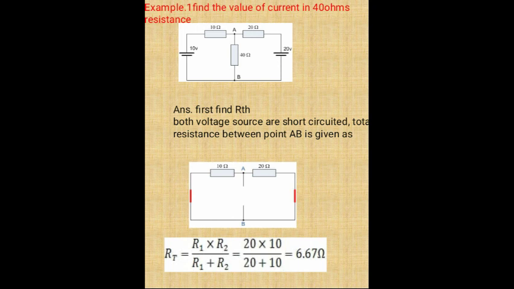Now to find the value of RTH, we short both the voltage sources as shown in figure. Now the R internal or RTH across point AB will be the parallel of 10 ohm and 20 ohm, that is 20 into 10 upon 20 plus 10. So its value is 6.67 ohm.